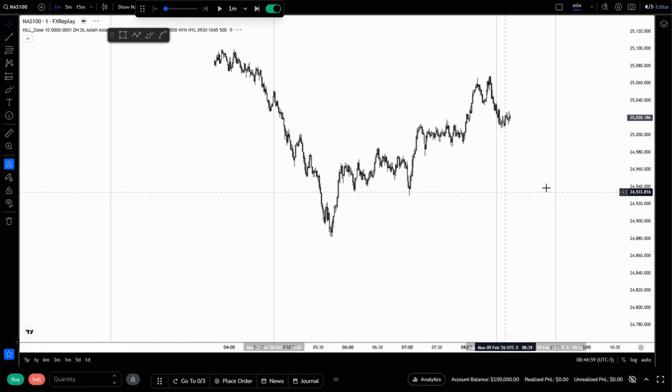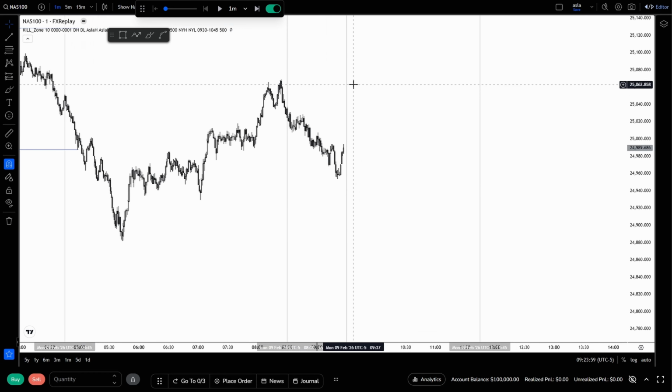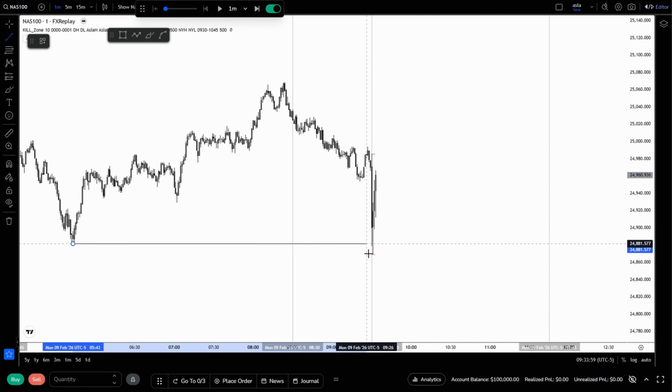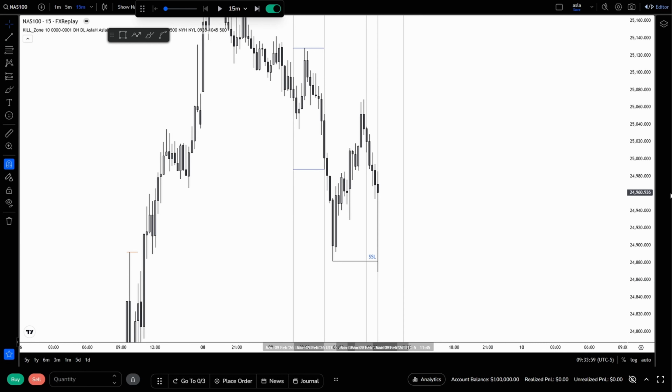As we move into 9:30, you can see that price sweeps the London session lows. Those lows now act as our liquidity point, and since they are part of our higher time frame key levels, this sweep becomes significant. After the sweep, we drop down to the lower time frame to look for confirmation.